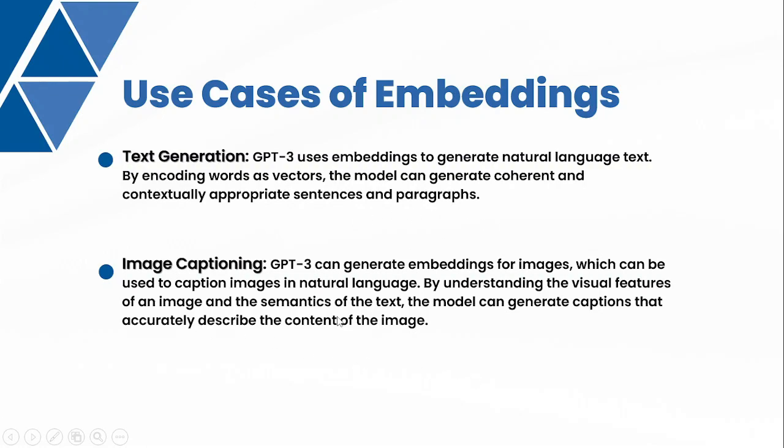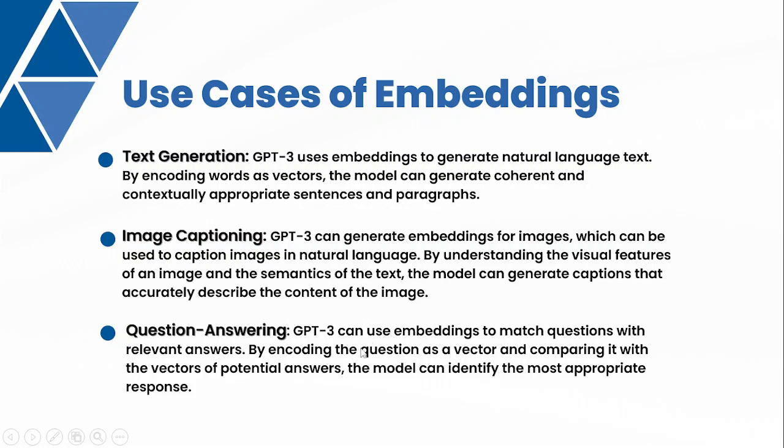And then image captioning. GPT-3 can generate embeddings for images, which can be used to caption images in natural language. By understanding the visual features of an image and the semantics of the text, the model can generate captions that accurately describe the content of the image. So that is a very powerful use case that humans have been trying for a long time, to capture the actual content from an image. To do this accurately, these embeddings can help you.